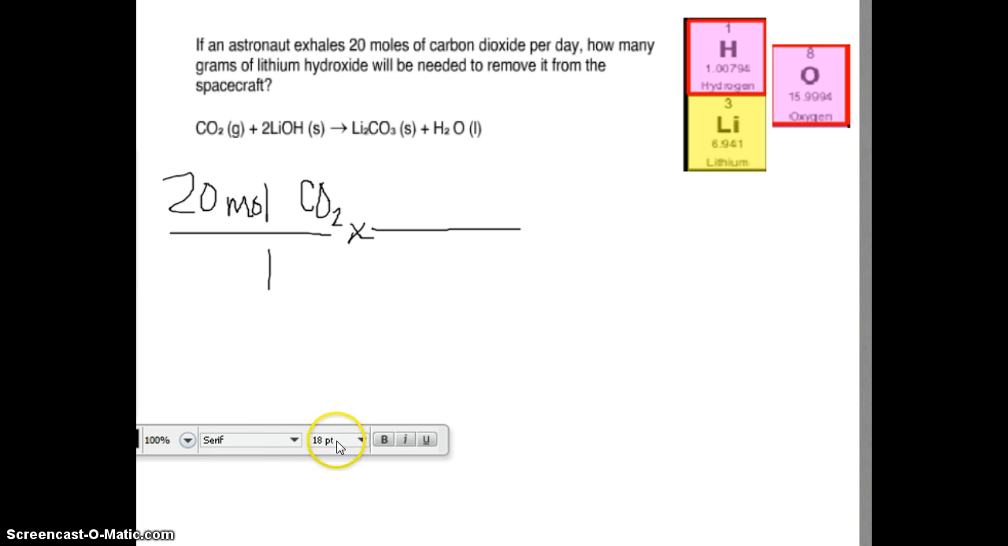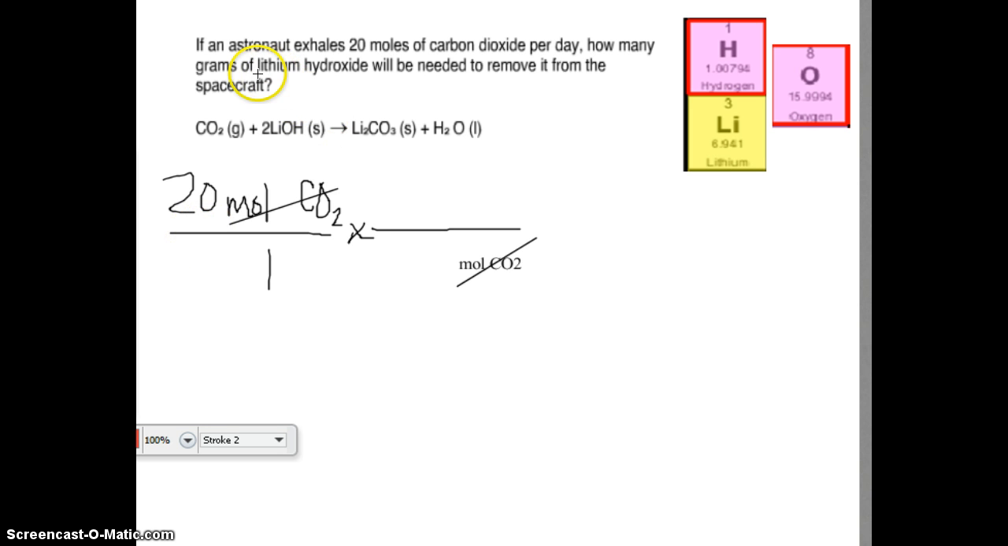So again, always start with what you're given. So 20 moles carbon dioxide. Put it over 1. What has to be on the bottom of my next fraction? Well, remember, we always want things to cancel, and so it's going to be moles of CO2. And we want to be more specific now, not just write moles, but moles specifically of CO2, because we're going to be going back and forth between different chemicals.